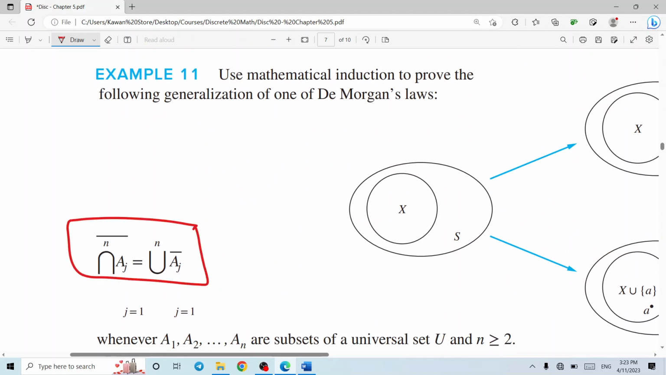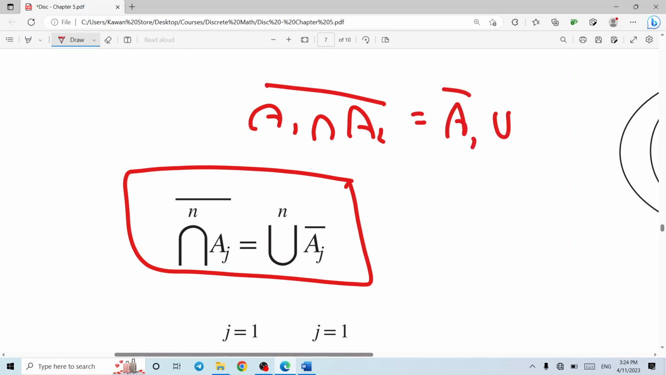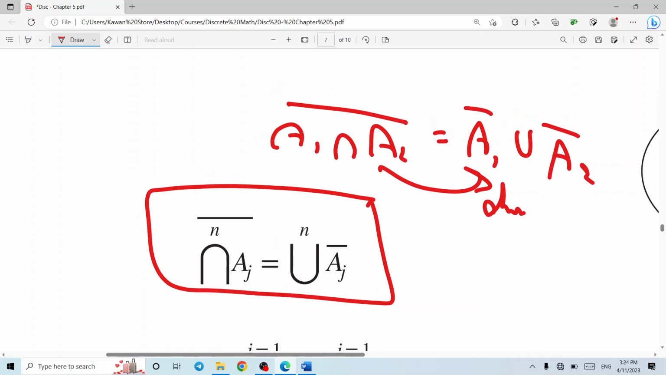If you remember, we call that one as what? Yes, complement. But if we use the complement with the intersection, it's called what? For example, if I have the complement of A1 intersection A2, it is equal to the complement of A1 union the complement of A2, and it's called De Morgan's. Do you remember? Now, I say, show me by induction that this De Morgan's law is true.